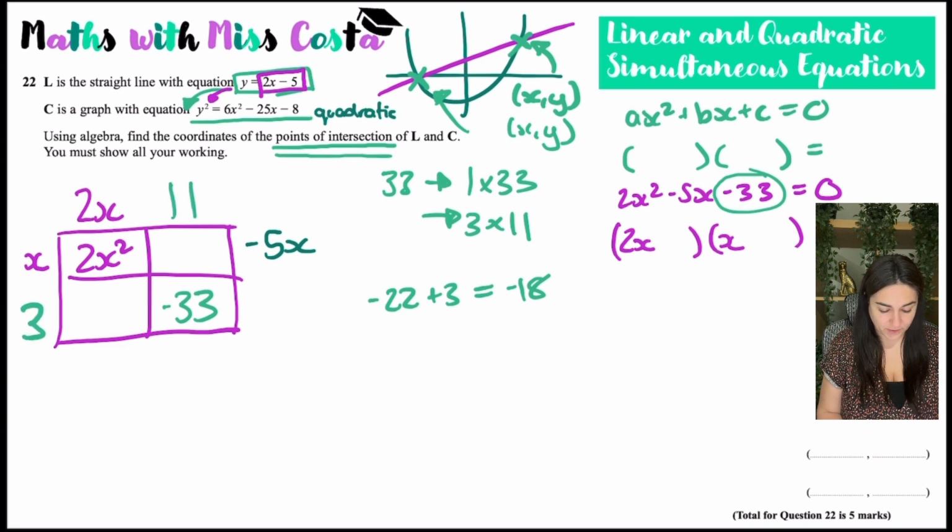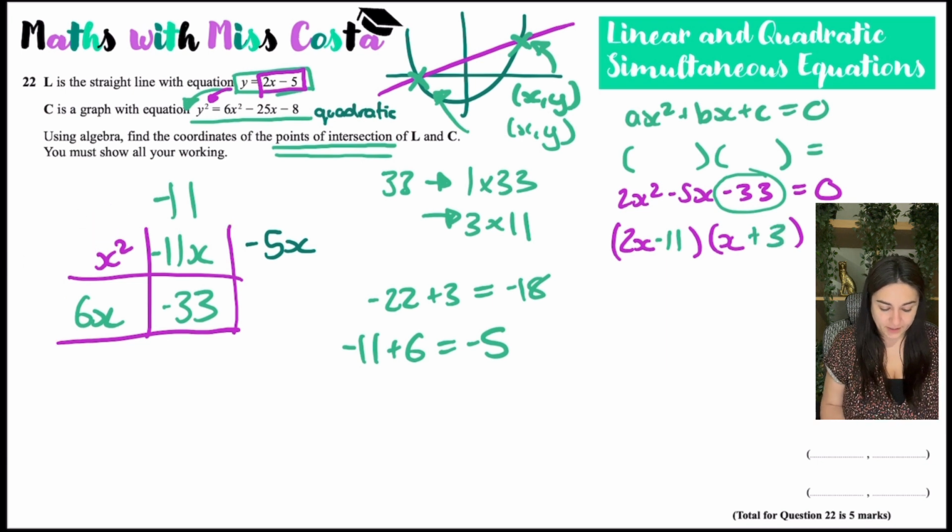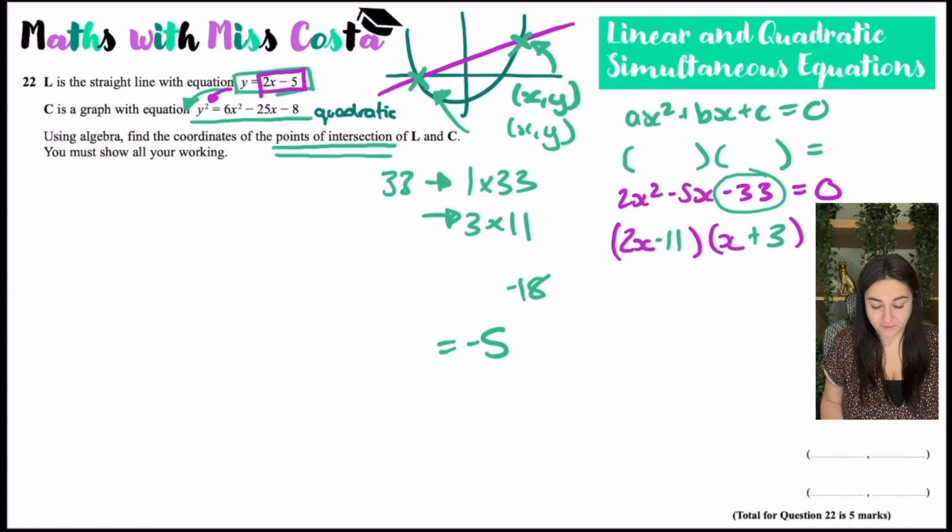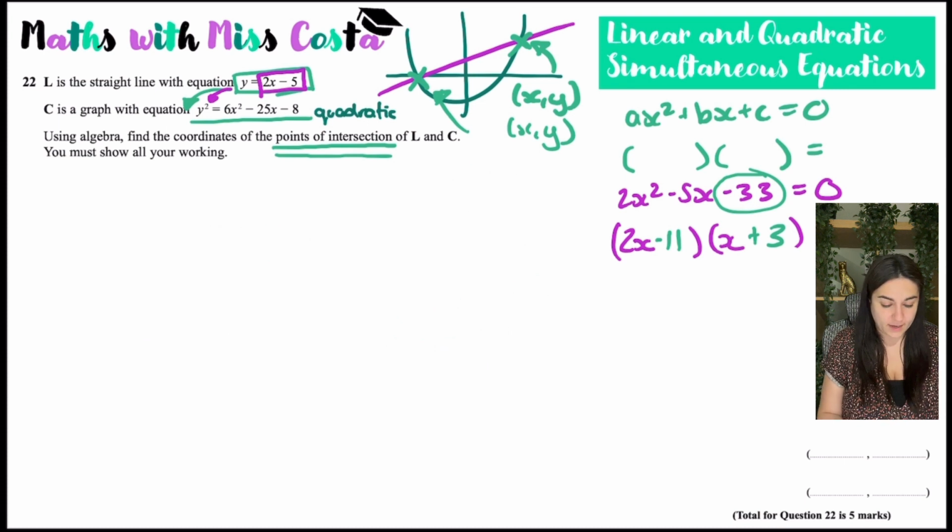And then let's choose one to be negative. Well, let's multiply it first. So that would be 11x, and that would be 6x. So how do they combine to make minus 5x? Well, if this was a minus 11, then minus 11 plus 6 is negative 5. So that's how I know that. So I then have my brackets. It would be 2x minus 11 and x plus 3 equals 0. So I factorized it. If you don't like that method, that's absolutely fine. Use the quadratic formula or any other way that you feel you want to use.